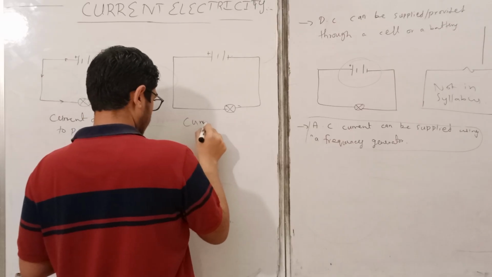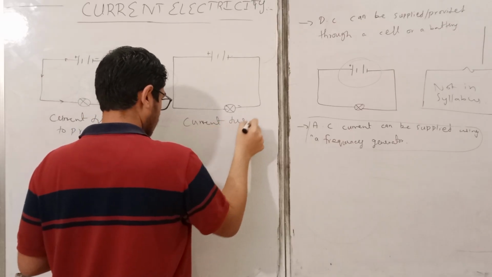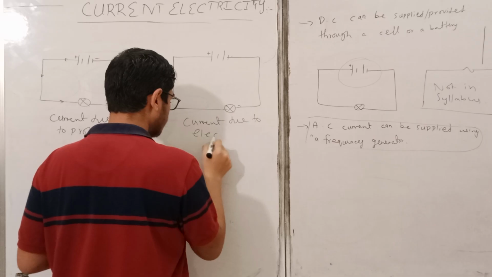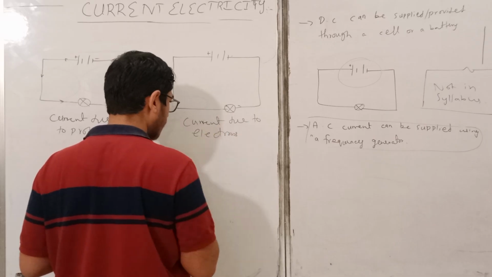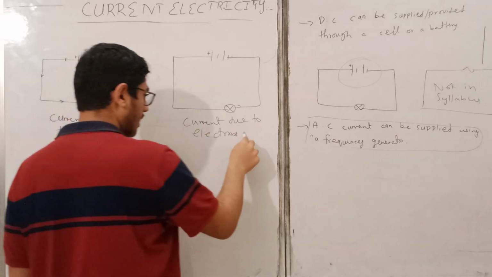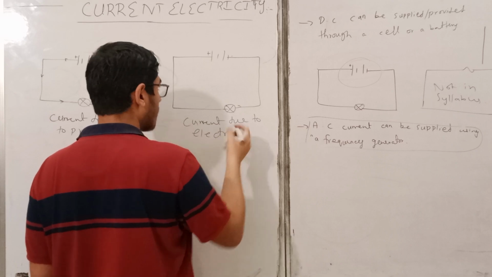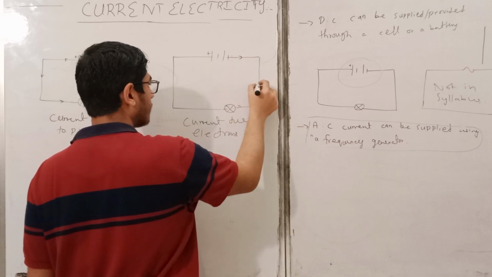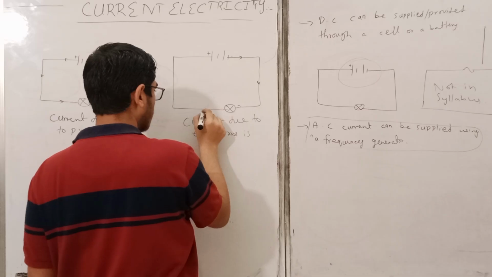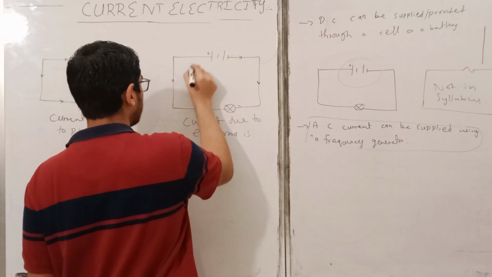And current due to electrons is from negative terminal to positive terminal.